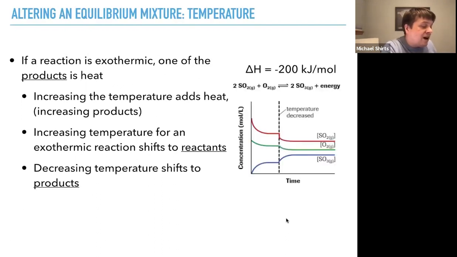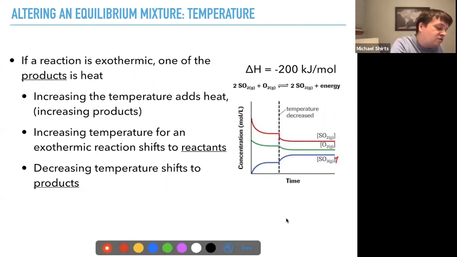So again, here we've got an exothermic reaction. We have sulfur dioxide reacting with oxygen to produce sulfur trioxide and energy. If we decrease the temperature here, we have decreased one of the products. If we've removed product, that means we shift it to move forward. The concentration of sulfur trioxide increases and the concentrations of the reactants decrease.